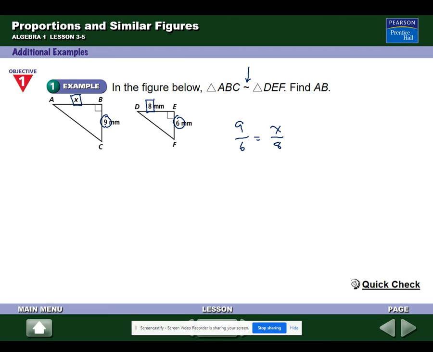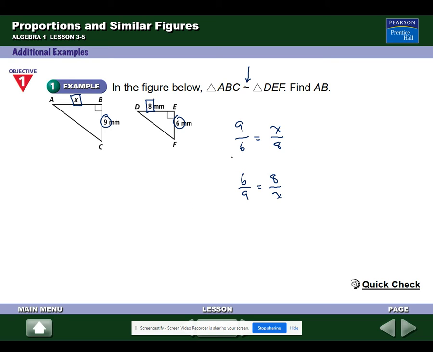Don't go X over 9 equals 8 over 6. Yes, that delivers the right answer, but you're not learning it correctly. You're not learning similarity correctly if you do it that way. Compare this side to this side. Now, if you did it the other way around, if you did 6 over 9 is equal to 8 over X, no problem, okay? Because you're still comparing this side to this side, and then this side to this side, one triangle to the second triangle.